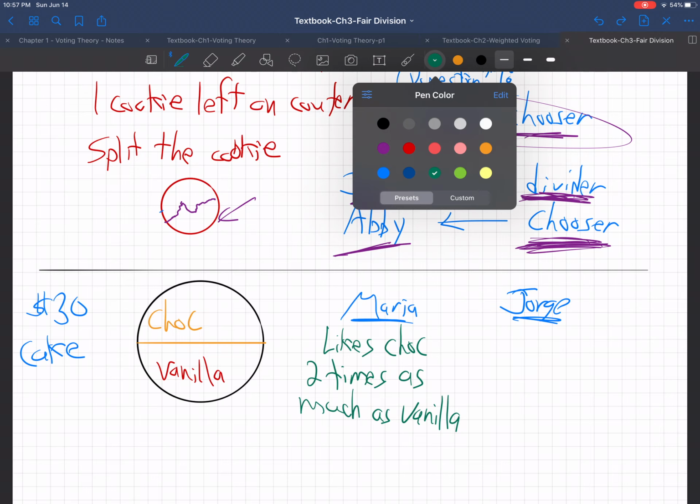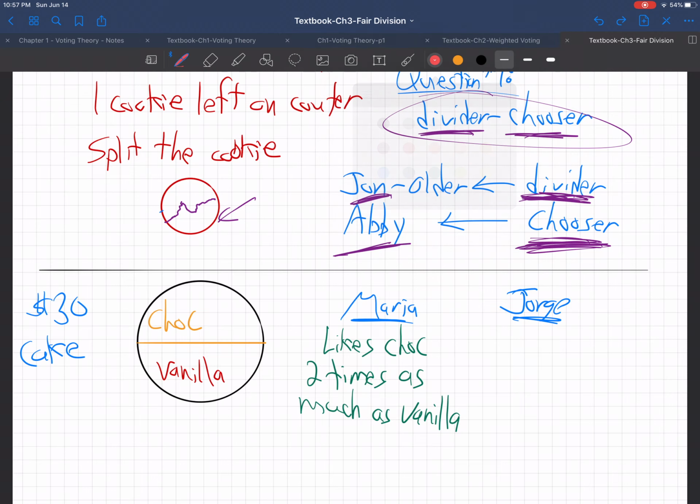And Jorge, let me tell you about Jorge. He likes the vanilla 2 times as much as chocolate. Now, of course, if you know all that, well then, give Jorge the vanilla half, give Maria the chocolate half, everybody's good. And that's true, the same thing as before. I will easily admit that if we all knew each other well and cared about each other as much as we want to be cared about, then yeah, we wouldn't need the math at all. They would talk, they would care about each other. Maria likes chocolate better, she gets the chocolate half, Jorge vanilla.